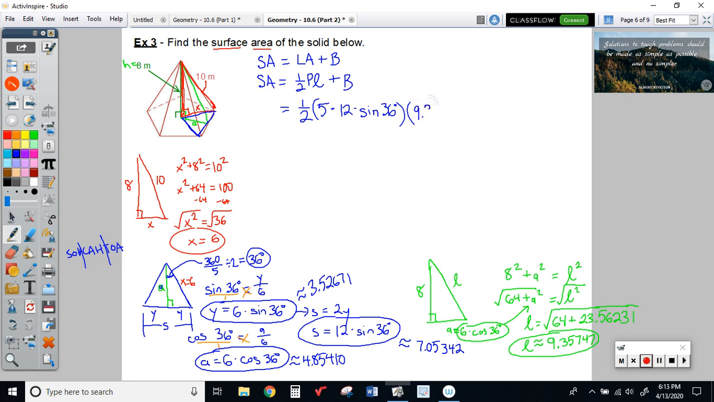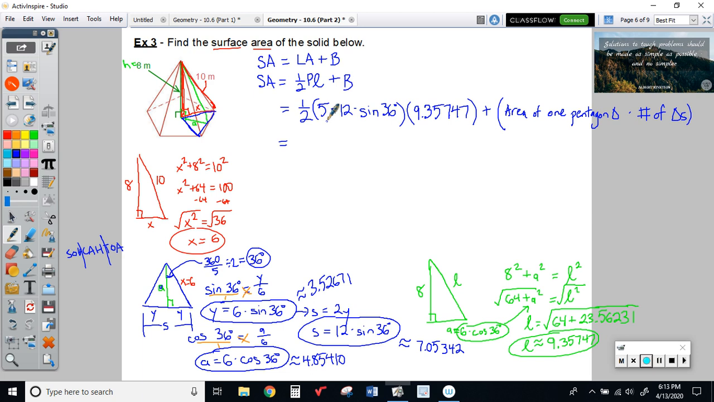So 9.35747 plus, and then the area of the base. If you prefer the formula 1/2 perimeter times apothem, if you learned it that way, go ahead and do that. If you've learned it as the area of one pentagon triangle times the number of triangles, that's the way I had taught it earlier in the chapter 10 notes here.